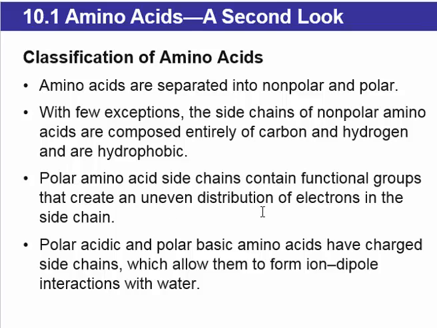Polar amino acids have side chains that contain functional groups with an electronegative atom, such as oxygen or nitrogen, and some of the polar side chains can be acidic, meaning they have a carboxylic acid group, or basic, which means they have an amino group. And that means that those side chains are also charged, which allows them to form salt bridges with one another or an ion-dipole interaction with water.